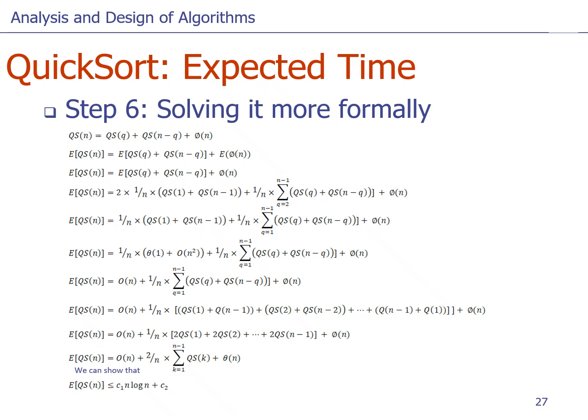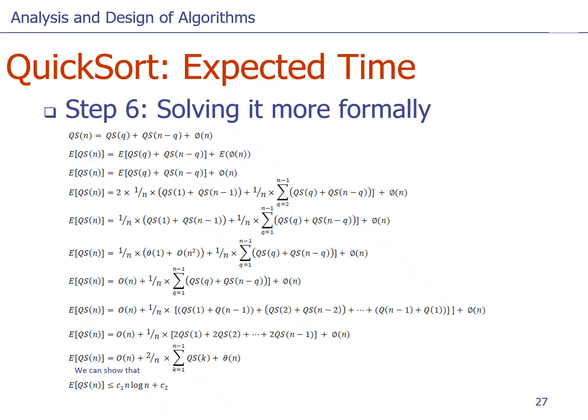Now, what I'm going to do next is expand my summation by substituting in the formulation of QS on q plus QS on n minus q. I will substitute from q equal to 1 till n minus 1, so you get this series. And then you apply some basic mathematical reduction to get 2 QS of 1 plus 2 QS of 2 up to 2 QS of n minus 1. And this is going to be the summation of k equal to 1 till n minus 1 of QS on k, plus some theta of n that I got from the third line up in this chart.